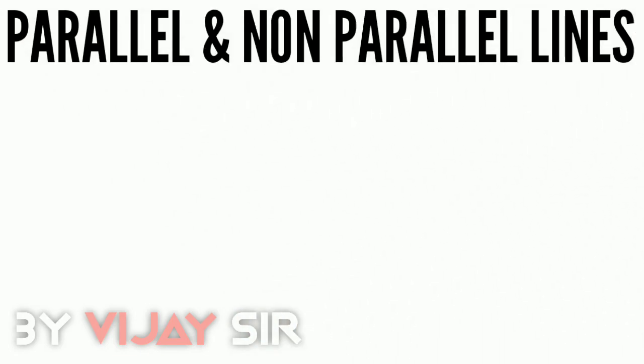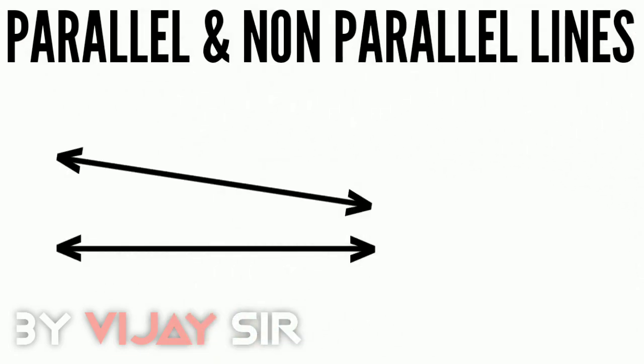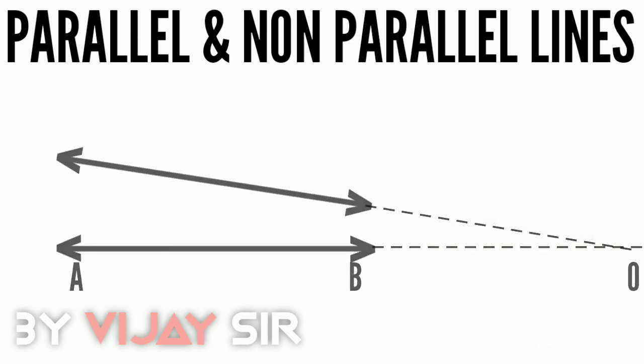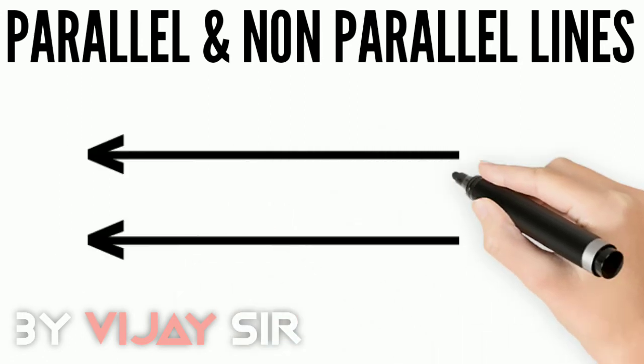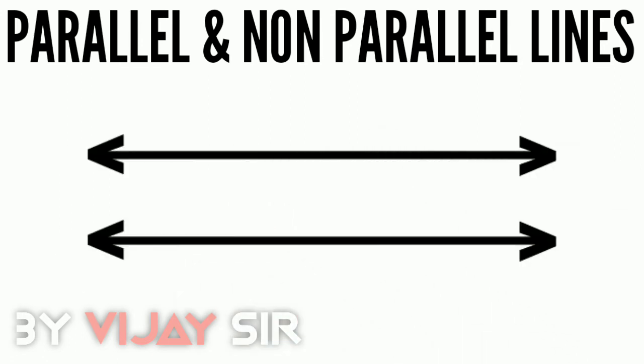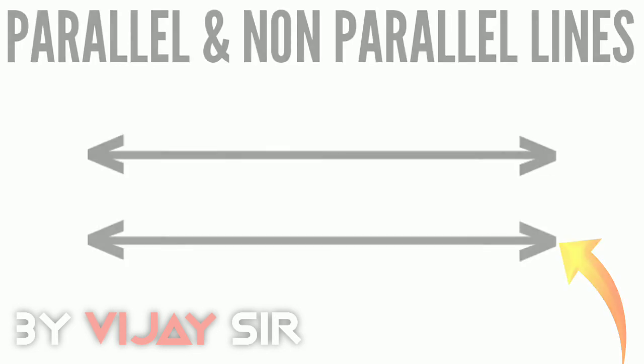The next topic is parallel and non-parallel lines. If after producing, two lines meet at any point, then these lines are called non-parallel lines. And if these lines do not meet at any point, then these lines are called parallel lines. The distance between two parallel lines is always the same, as shown like this.